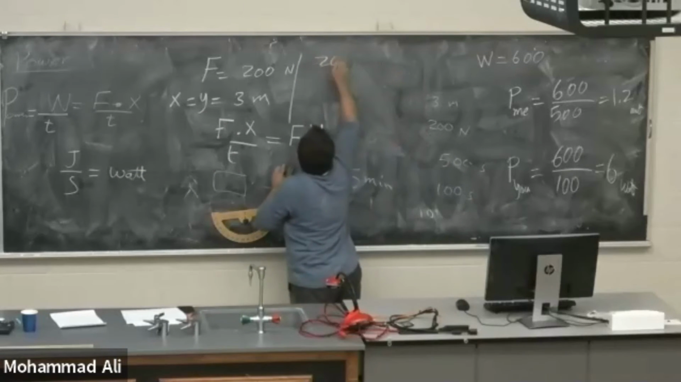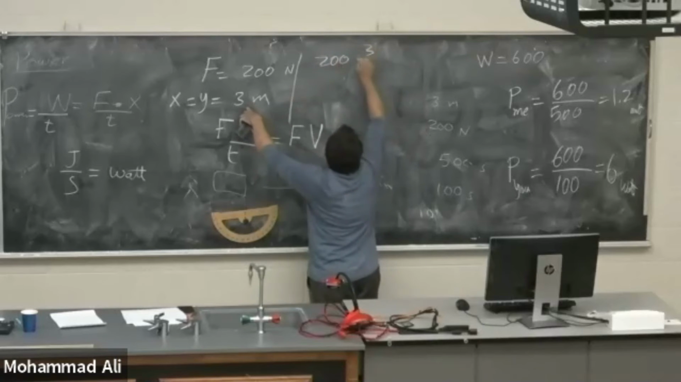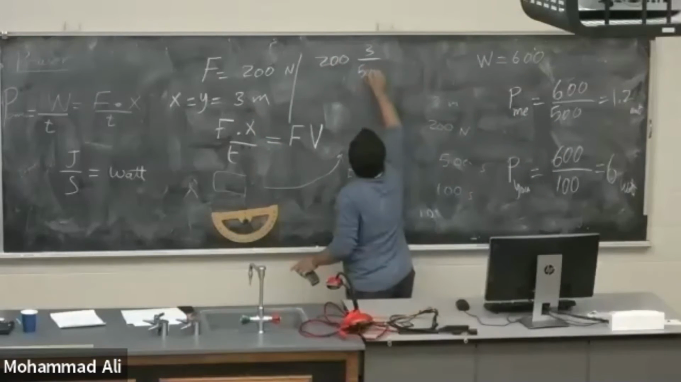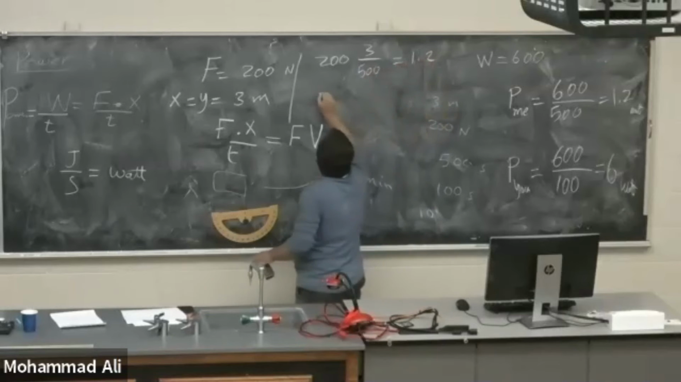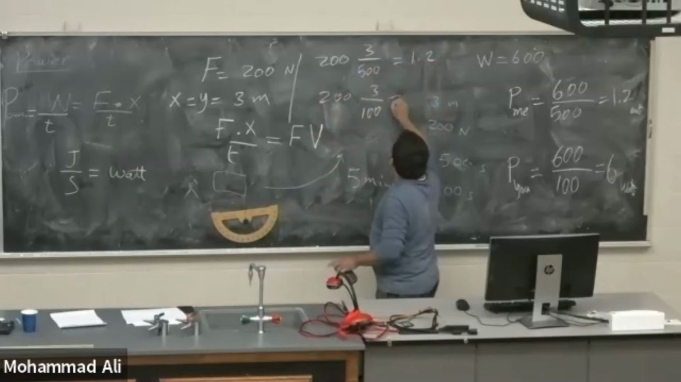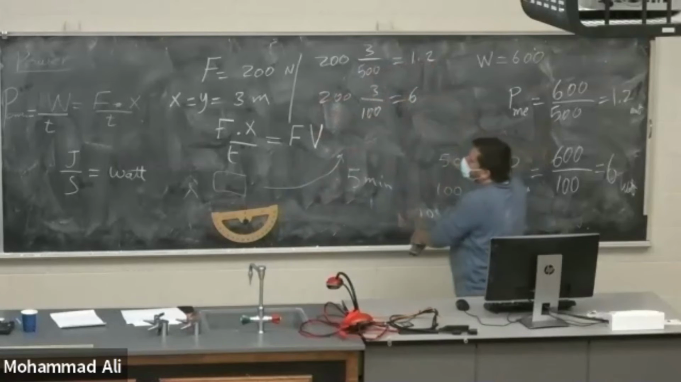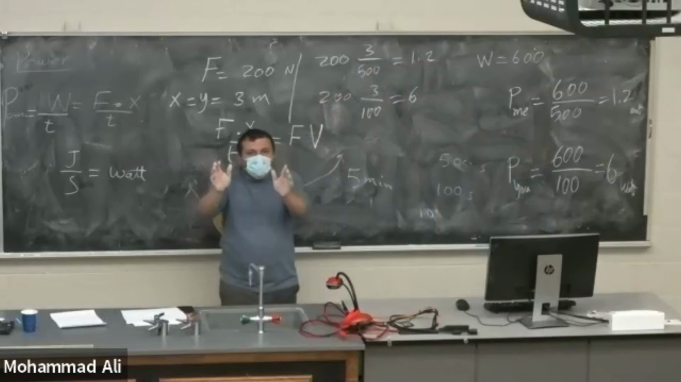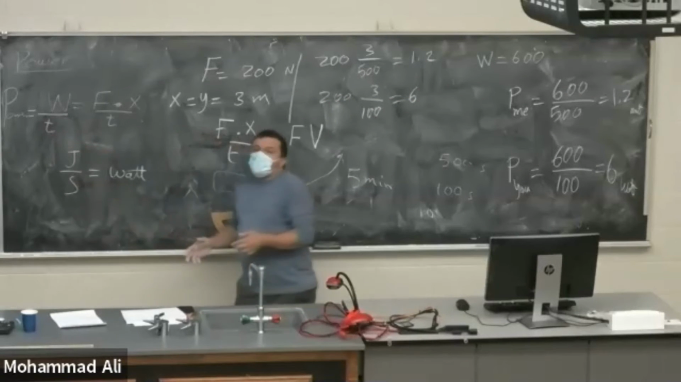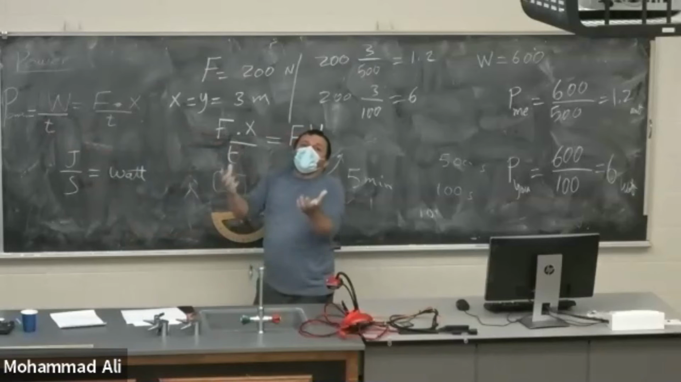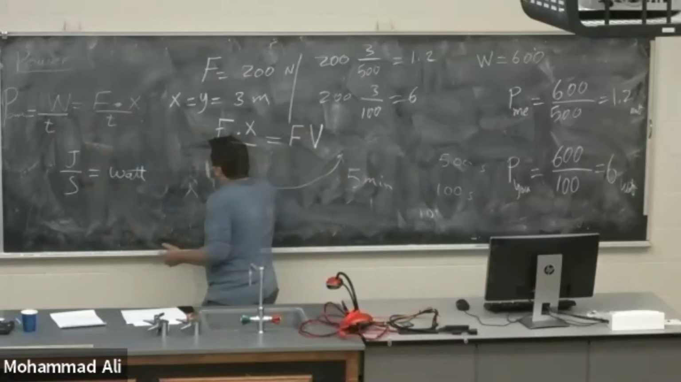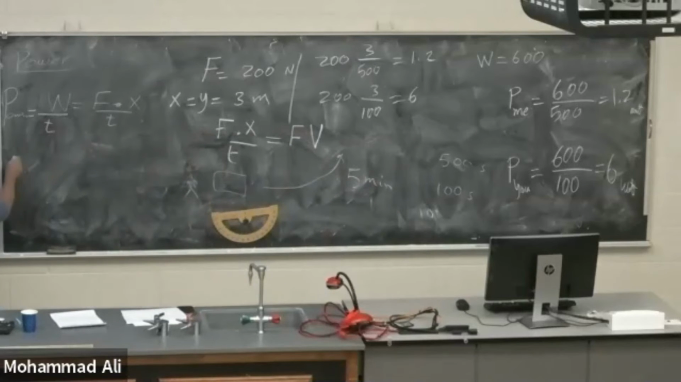The force 200, x 3, over the time. My time is 500. This will give us 1.2. Your force 200, your distance is 3, but your time is 100. This will give you 6 watts. It's the same thing. Look, the time. And when I do the work, it is the power. The velocity of my force is the power. So I have it like this. At the end, the power.